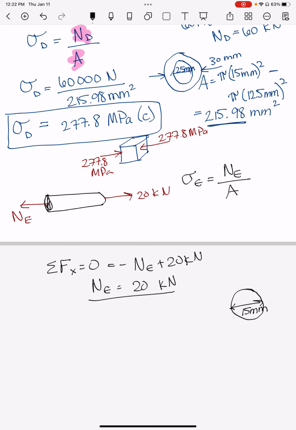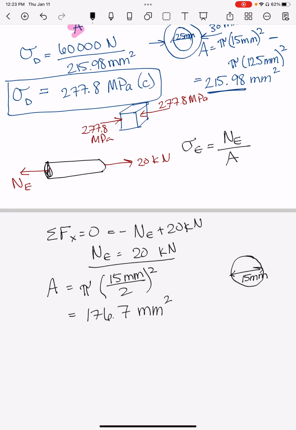And then the area, the rod is 15 millimeters in diameter. So the area is going to equal pi r squared. So pi times the radius, which would be 15 millimeters, the diameter, divided by 2, squared. So that area equals 176.7 millimeters squared.